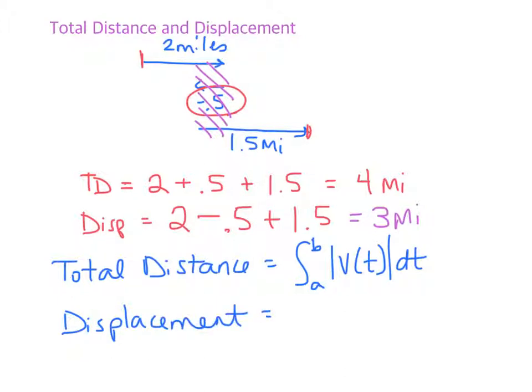The displacement formula is the integral from a to b of v of t dt. So here, like we saw in our example, the negative is taken into account, and it's more just the distance that overall she covered as opposed to the distance she traveled. All right, so let's move on and see this application in this problem with Brina.